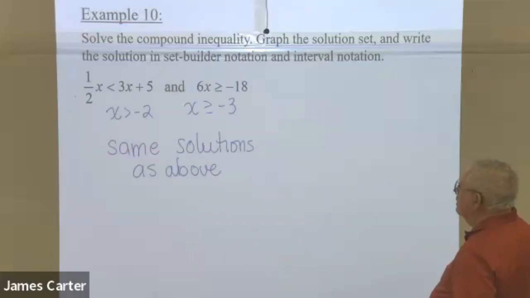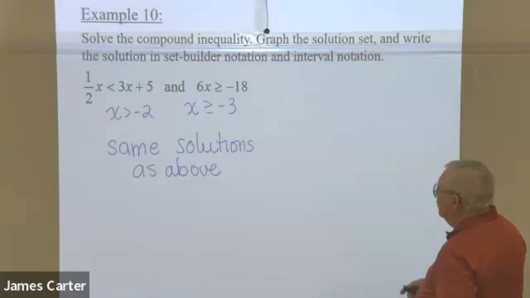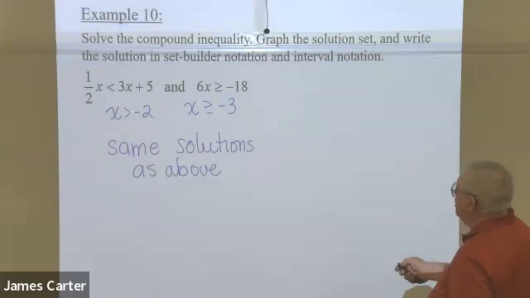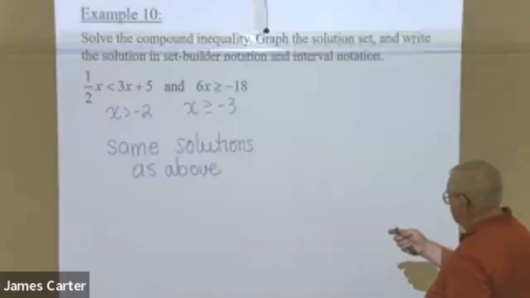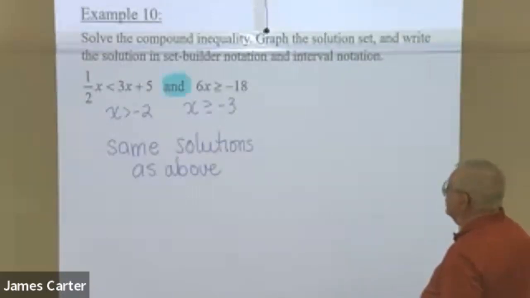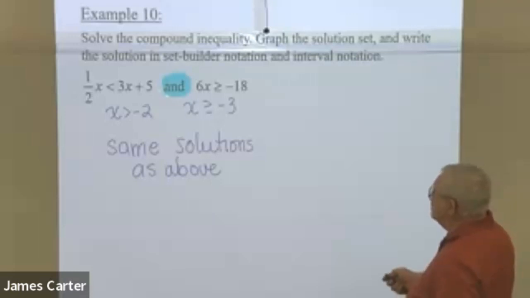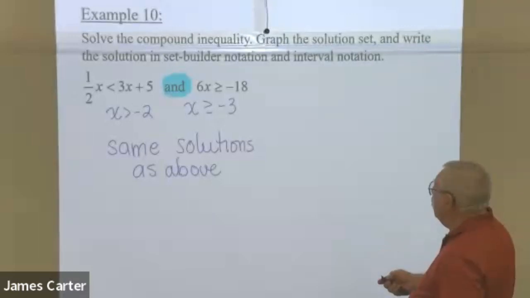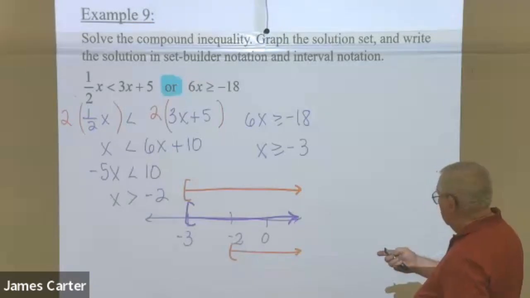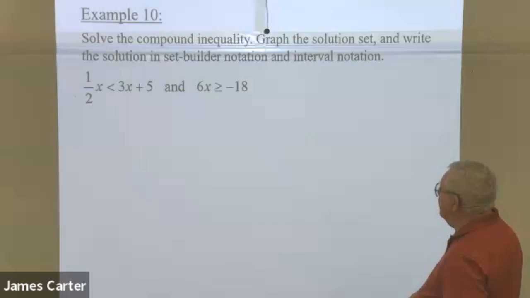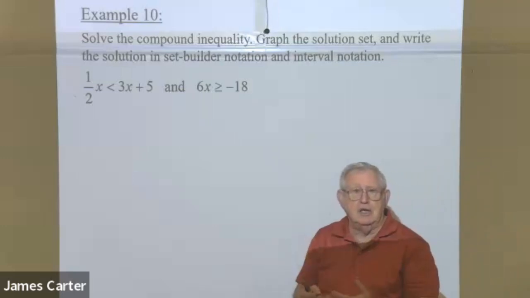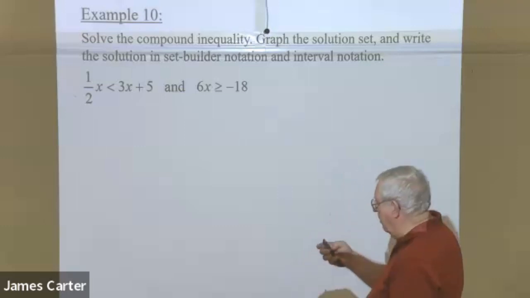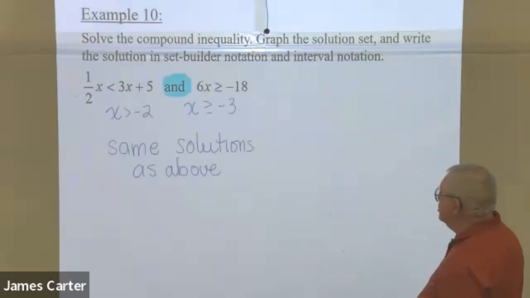Okay, these two, when we simplify and solve that here, we get this, here we get this, and same solutions as above. The difference now is, instead of using the word OR before, same problems, except now we're specifying and. That means only those pieces shared in common that are contained in both of them.